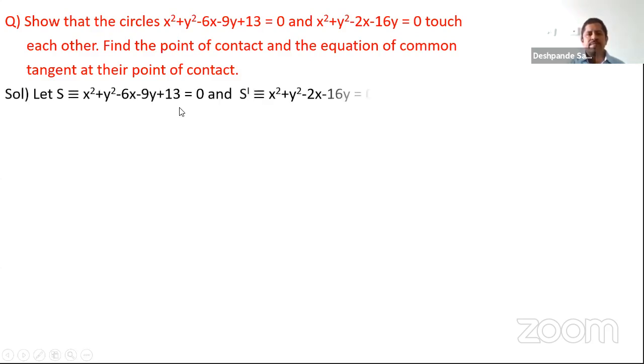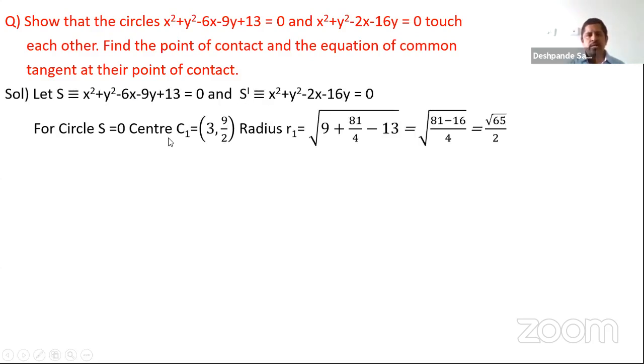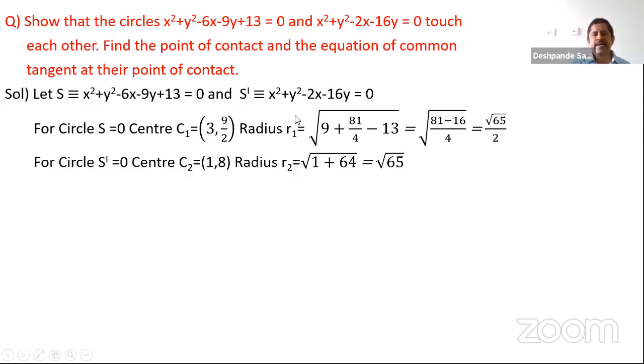You got two circles given. For S, center C1 is (3, 9/2) and the radius is square root of 65/2. Now you take the second circle. The center is (1, 8), so the radius should be the square root of 1 square plus 8 square. There is no constant here, so you get 1 plus 64, which is root 65. So the second radius is root 65.